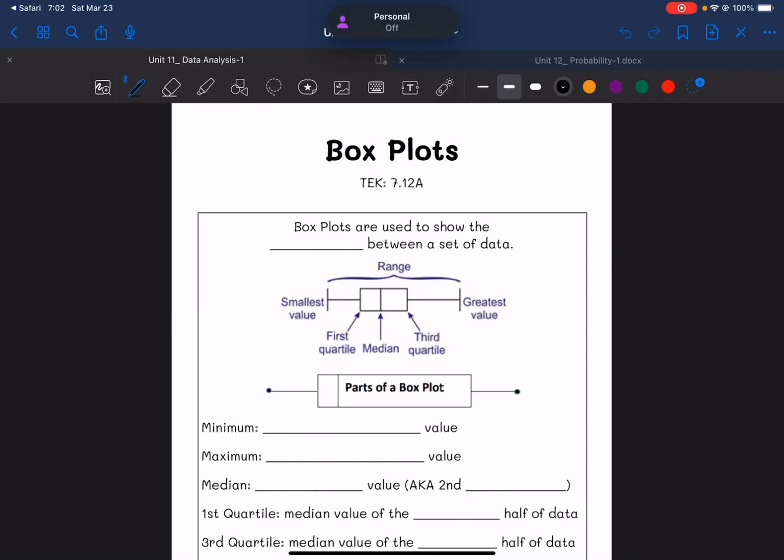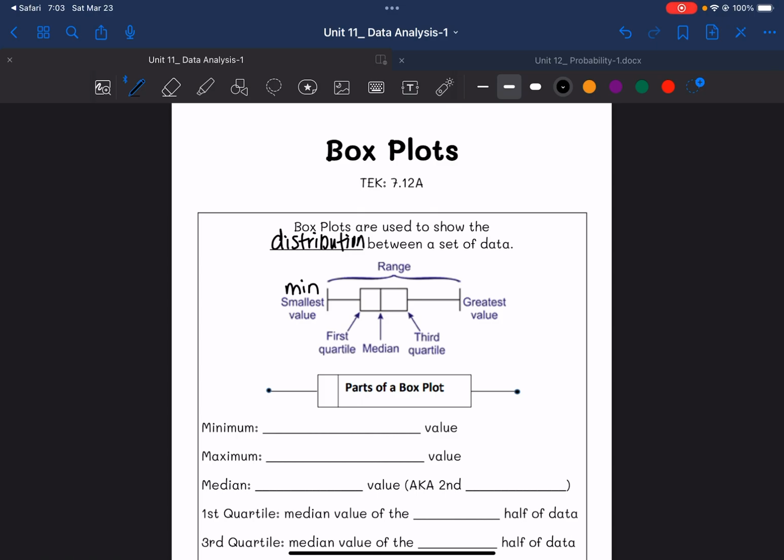Hello friends, so today we are going to go over box plots. Box plots are used to show the distribution between a set of data. Okay, so here the smallest value is going to be the minimum.